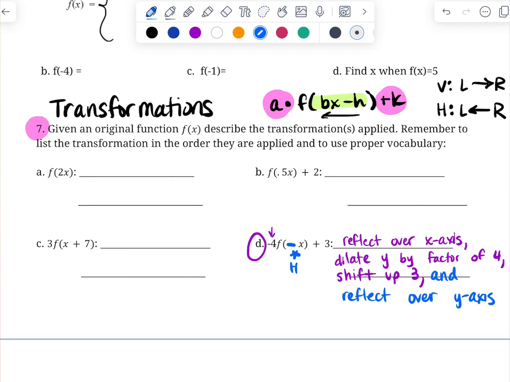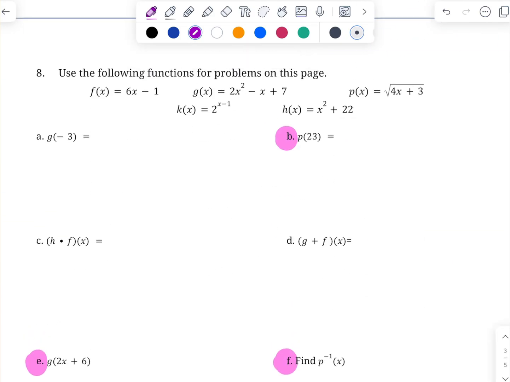Okay, so like for example, I could do letter B by saying I'm going to dilate x by 2, because remember you have to take the reciprocal of that because it's the inverse of whatever's happening. Dilate x by, sorry, I should say a factor of 2, and then shift up 2. I could flip the order of them, but I have to say both of them because there's just one thing happening to each variable.